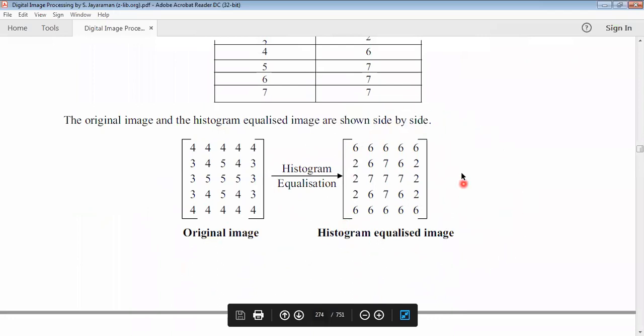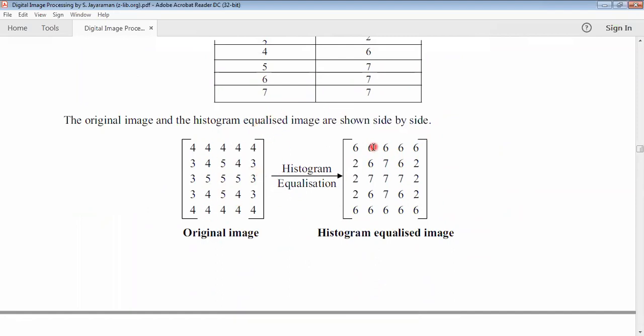Okay, understood? If you compare this with the original image, is this processed image somewhat brighter or not? Is it brighter or not?